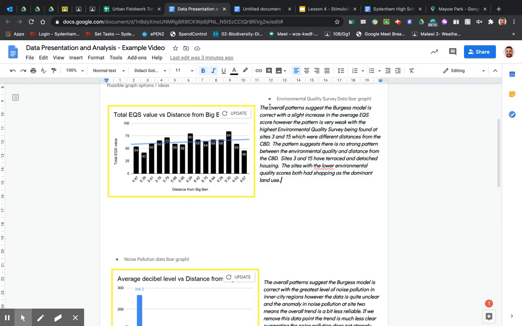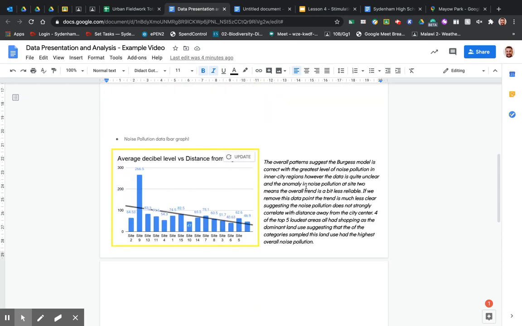So I've said that here the pattern suggests the Burgess model is correct because the overall value does slightly increase. However, it's quite weak because there's no clear correlation. You've got some high parts here, and high parts here, and then some really low ones again here. I've picked out a few sites that support that. So the highest scores were found at site 3 and site 15, which were not at all close together. So it suggests there's no strong pattern between environmental quality and distance from the CBD. And again, I've done the same thing here to say this data graph does show that.